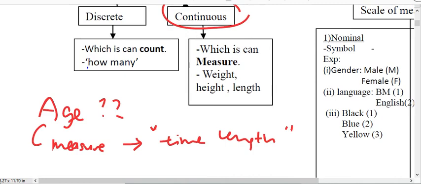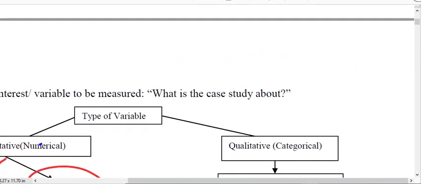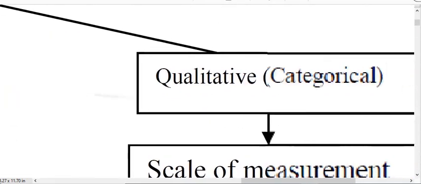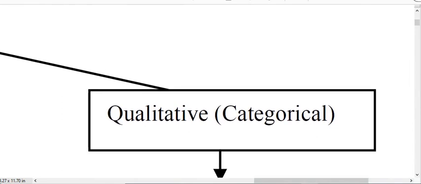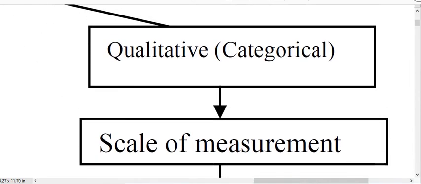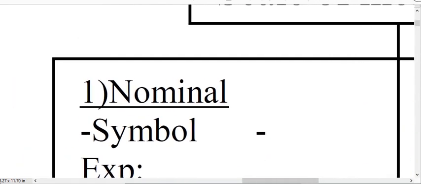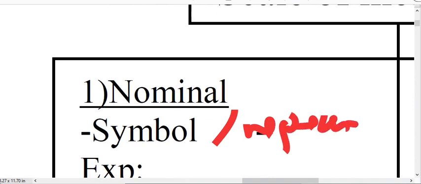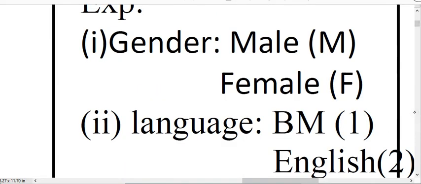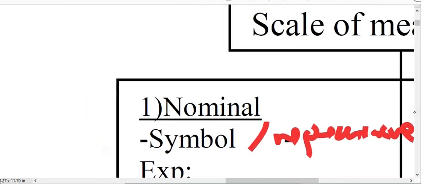Now let's go for qualitative. Qualitative is categorical. There are 4 scales of measurement here. The first one is nominal. Nominal here is actually a symbol. In other words, it is just a representative, nothing more.